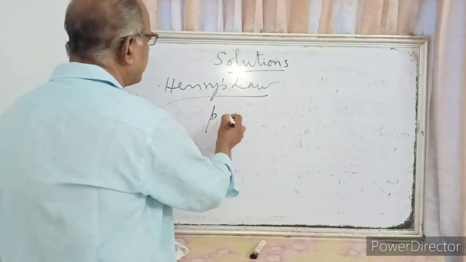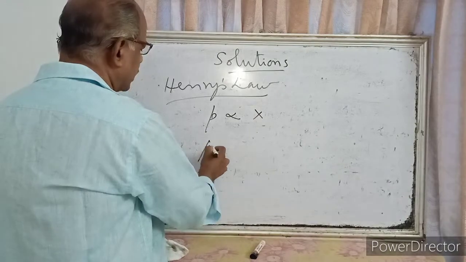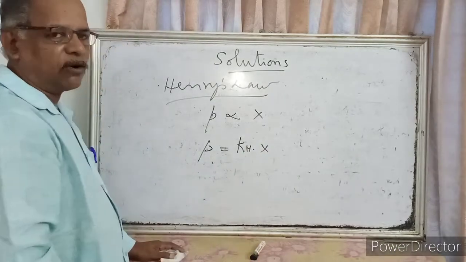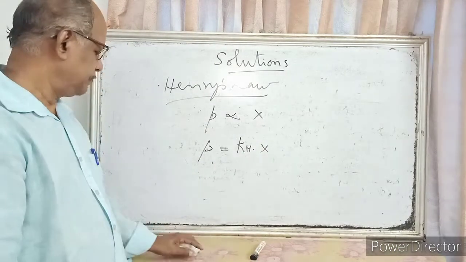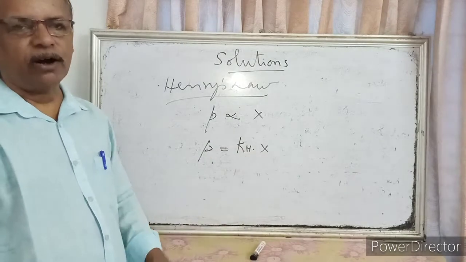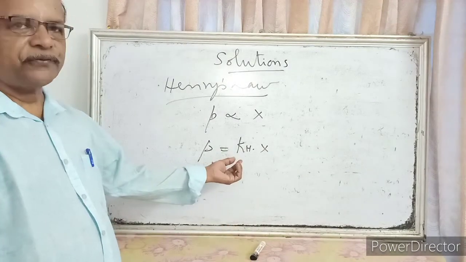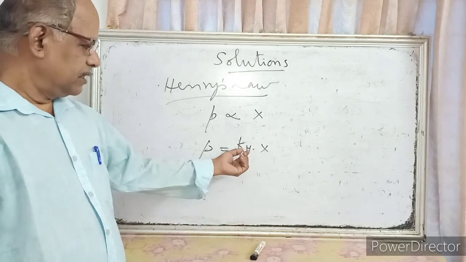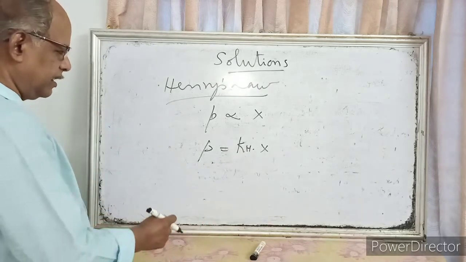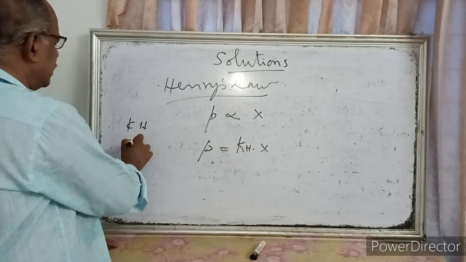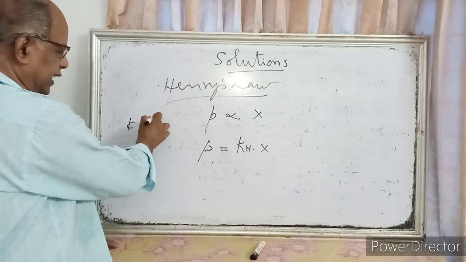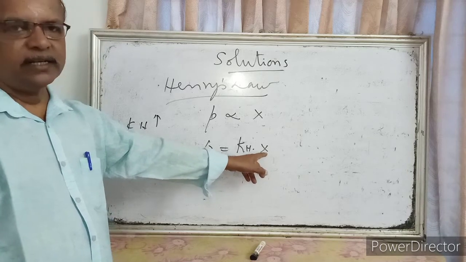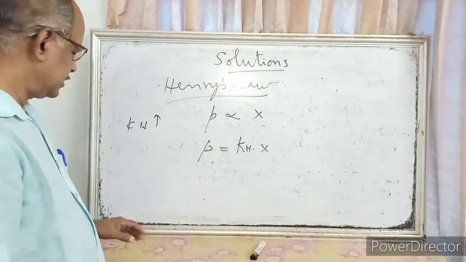So partial pressure is proportional to mole fraction, or partial pressure is equal to Kh into mole fraction, where Kh is called Henry's law constant. The importance of Henry's law constant Kh is, as the value of Kh increases, the mole fraction decreases. So if there are two liquids which are having different Kh values, the solution which is having higher Kh value will have lower mole fraction, so solubility will be less. That is about Henry's law.